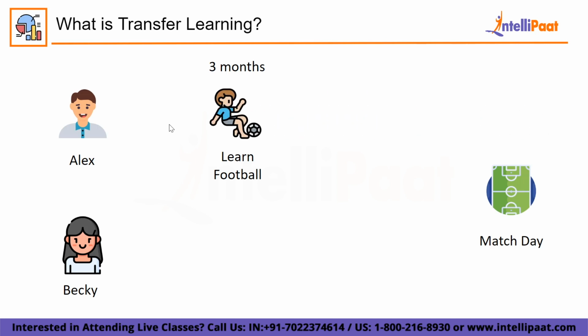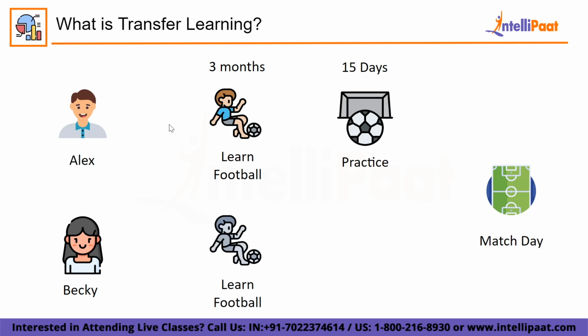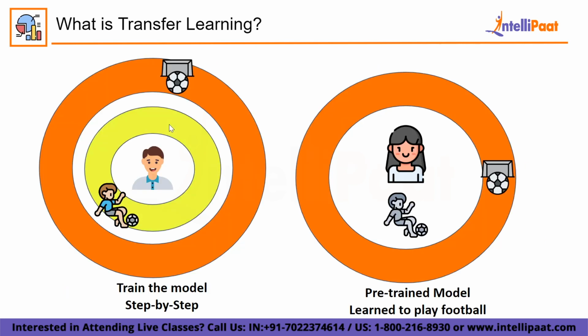Since Alex didn't have any idea about playing football, it took him 3 months to learn to play football and another 15 days to practice for the match day. Now, Becky skipped the process of learning football because she was already trained in how to play football and she just focused on practicing for the match day. Now, Becky, who is already trained in football, represents transfer learning.